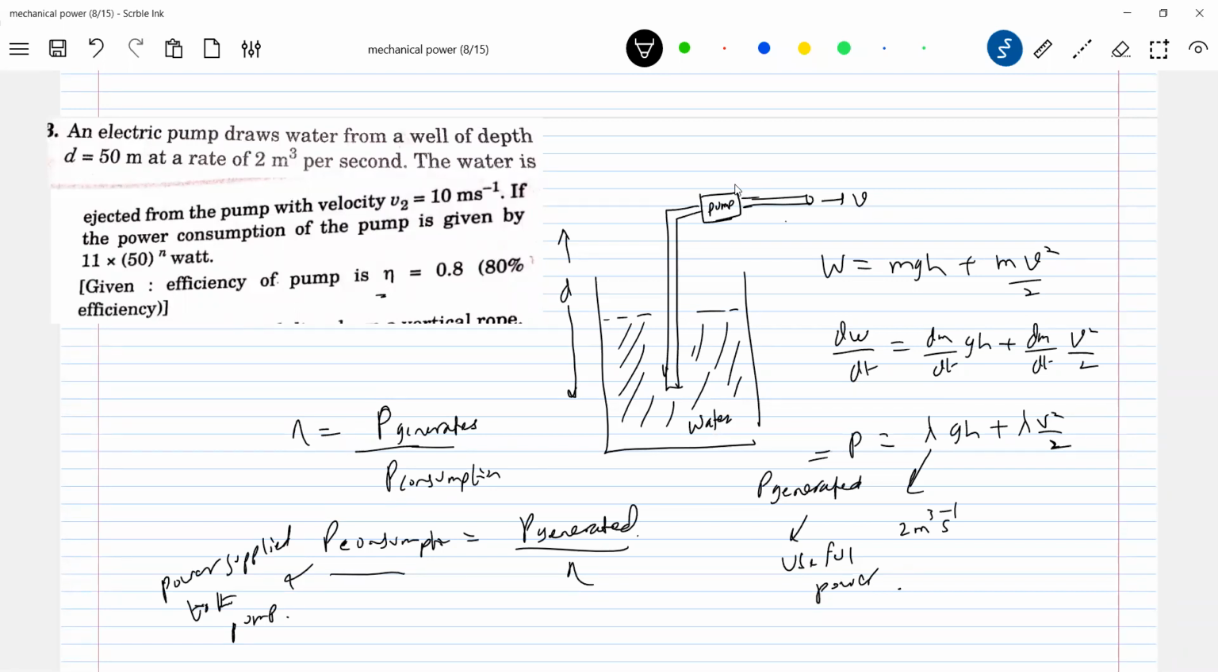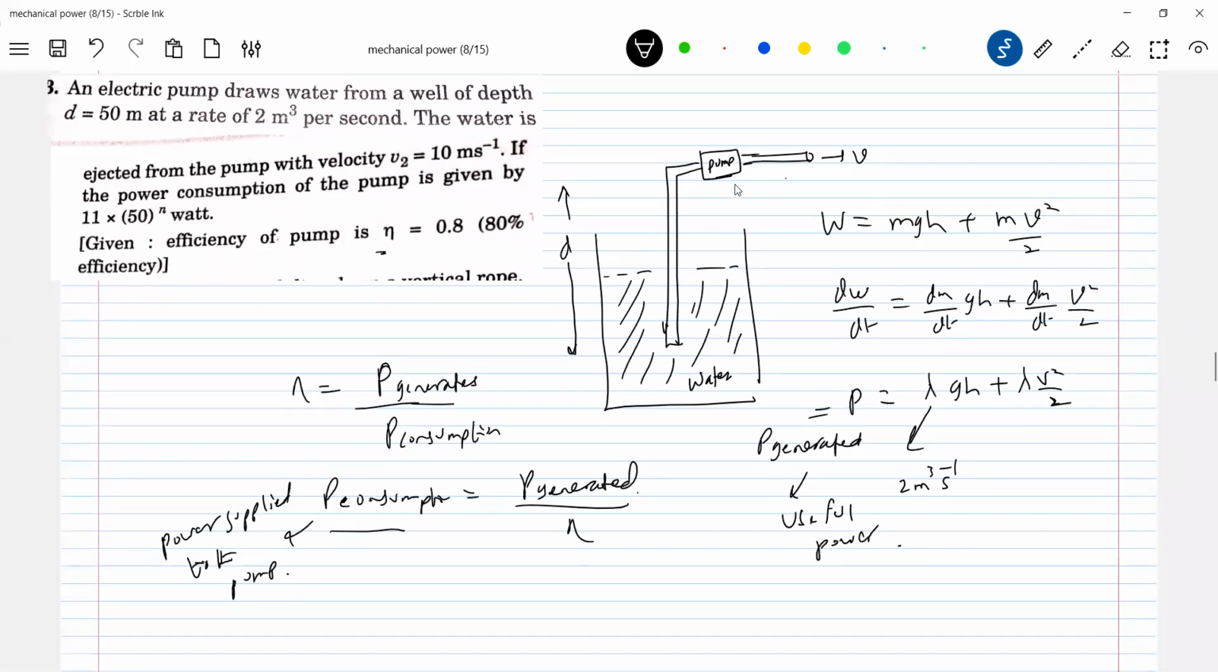So how much power did we supply? Is it all utilized? No, a part is lost. Where has this remaining part gone? The 20%. It is used to overcome the friction between the moving mechanical parts of the pump, or there'll be friction between the water and the pipe. So for that purpose, it will be utilized. When we go for viscous drag, we will analyze some problems related to this loss in power.